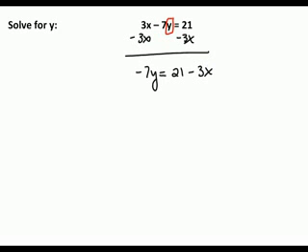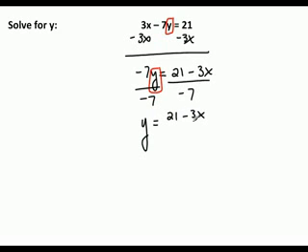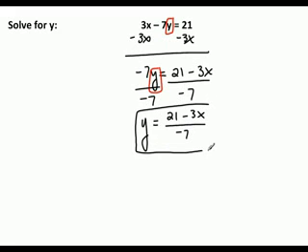Again, I'm going to think about what I'm trying to get alone. It's negative 7 times y, so the opposite operation of multiplication is to divide. So this will leave me with y equals 21 minus 3x all over a negative 7. Now technically you have done what I asked. This would be fine for a final answer for me. Some people prefer to break this up into two smaller fractions, which is okay.